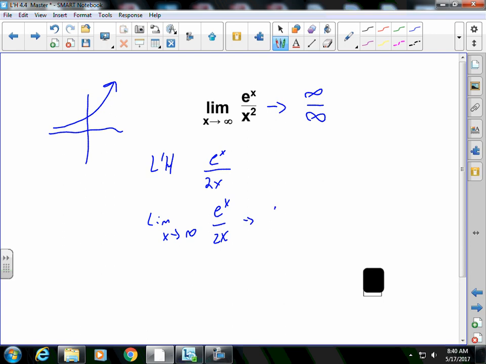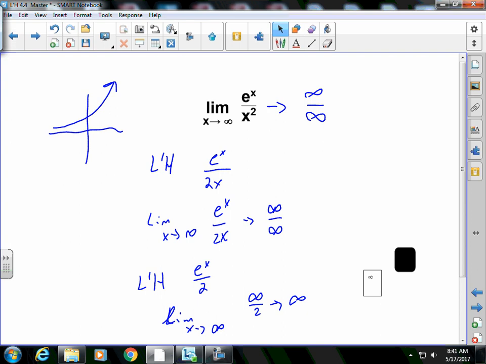Well, then again, I still get infinity over infinity. So see, sometimes we have to apply L'Hopital's a second time. So I'm going to apply L'Hopital's again. I get e to the x all over 2. I'm going to look at the limit as x approaches infinity. And I get infinity over 2, which is infinity. So we're saying that the answer is it goes to infinity. What we're going to learn later is that it doesn't converge to anything.